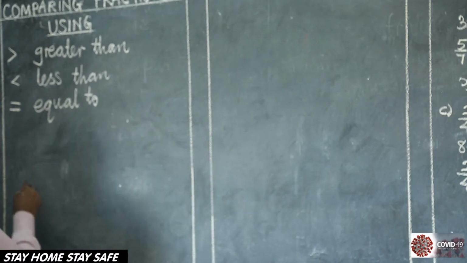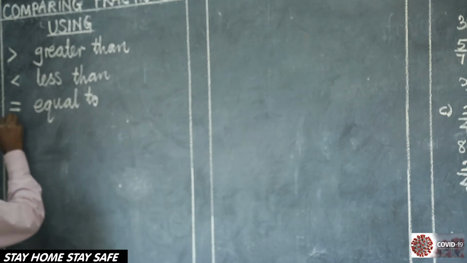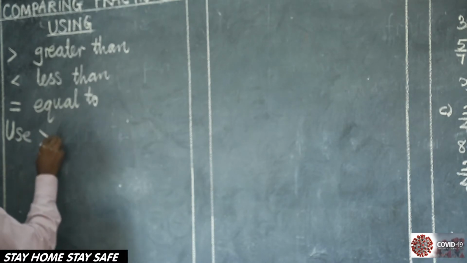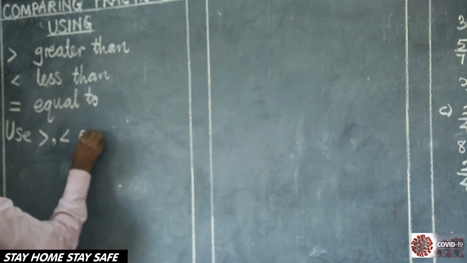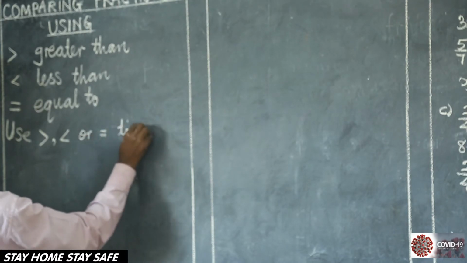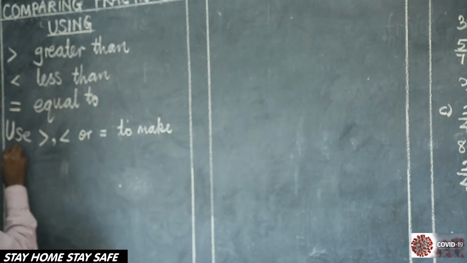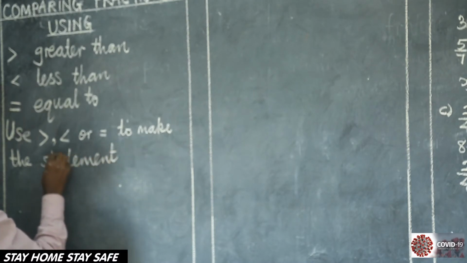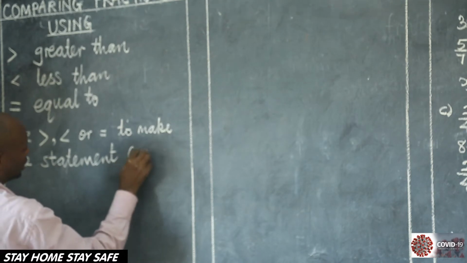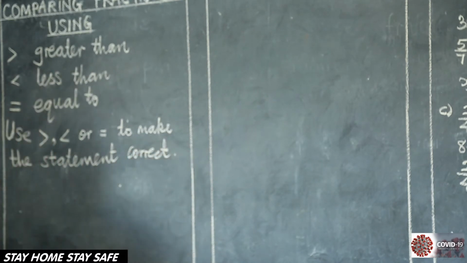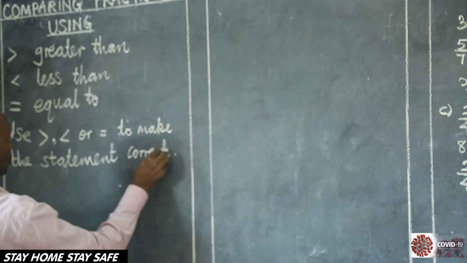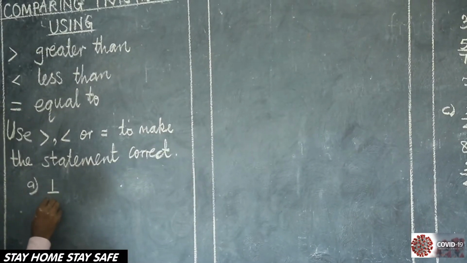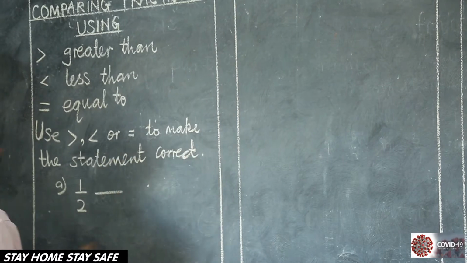So in our example number 1, the instruction is use greater than, less than or equal to make the statement correct. So A, we have a half, dash, a third.